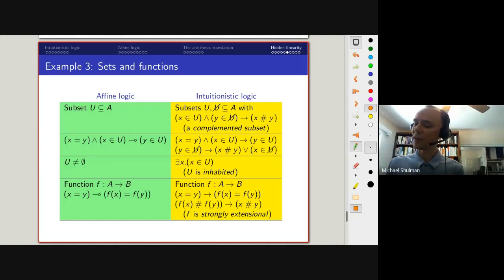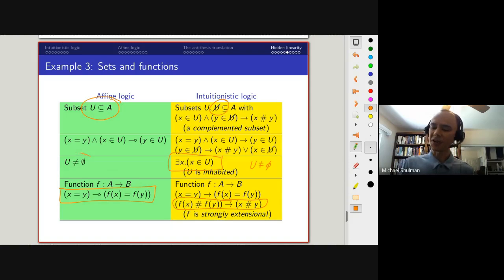Subsets often come with a specified complement, which may not be literally the negation complement that comes from having a single subset in affine logic. Functions are often required to be strongly extensional. In other words, they reflect apartness. That comes automatically from saying they preserve equality in affine logic. Sets are often required to be inhabited, which is a stronger statement in intuitionistic logic than saying they're not empty. But in affine logic, saying they're not empty implies that it's already inhabited by passing to the dual, the refutation.